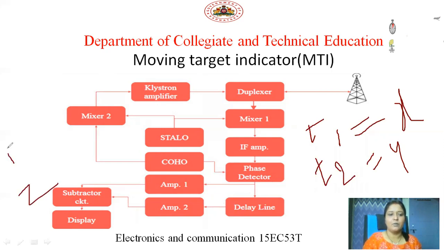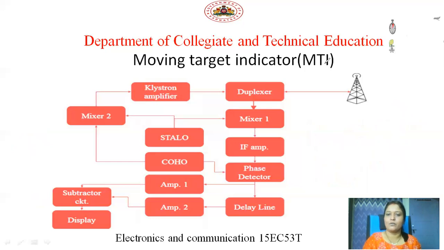It is for the moving target, not for the stationary. Therefore the output will be detected at the display only for the moving targets, not for the stationary. Therefore it is called the moving target indicator, to identify the moving targets.